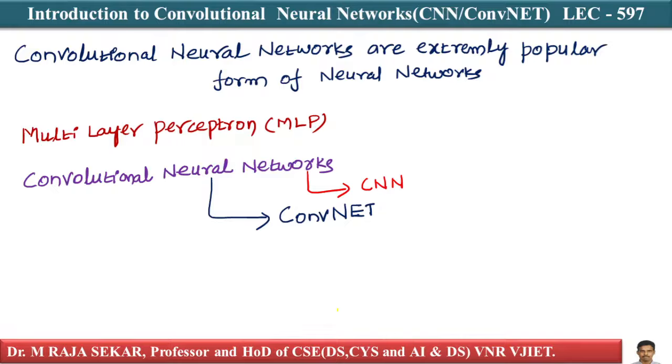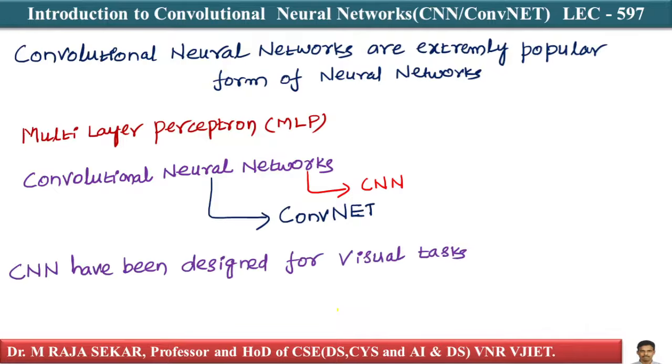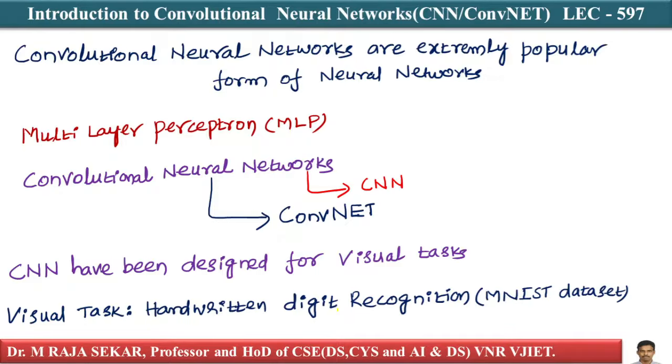ConvNets have been specifically designed for visual tasks. So let's look at visual tasks. Just try to recall, even the MNIST data set can be thought of as a very simple visual task. Given a handwritten character, determine what character it is.